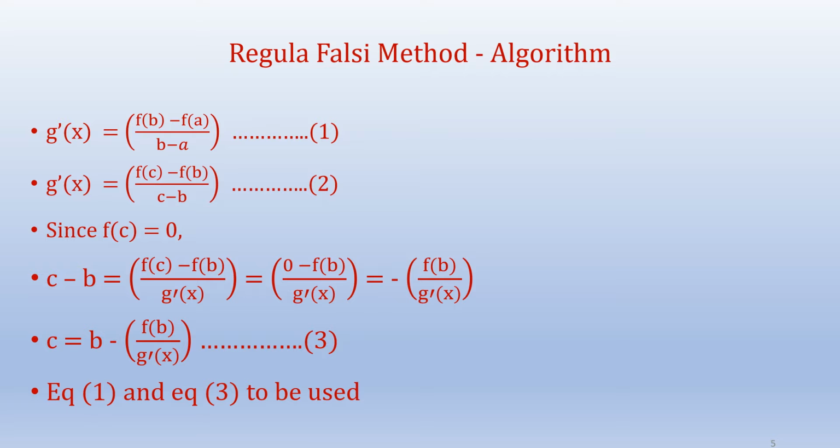So in the bisection method, we used c equals a plus b by 2, but in the Regula Falsi method, c is obtained by c equals b minus f of b by g dash of x. And how do we get g dash of x? So we can get g dash of x from equation 1, that is f of b minus f of a by b minus a. So we need to use equation 1 and equation 3 to solve our root.